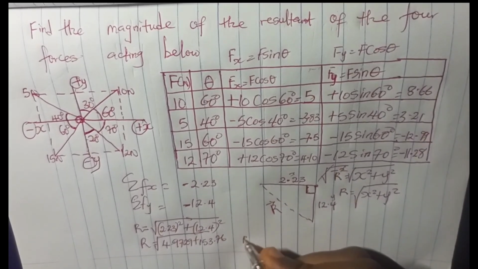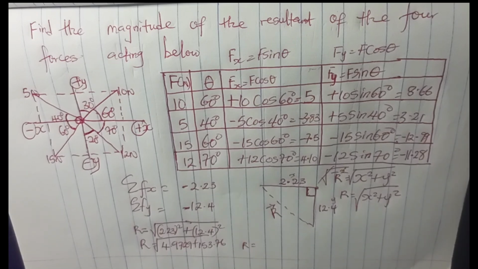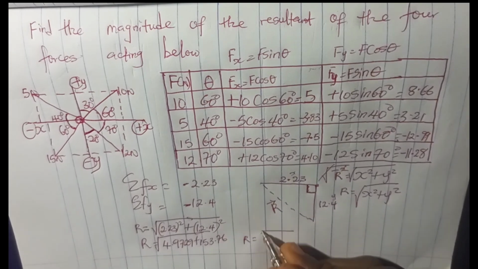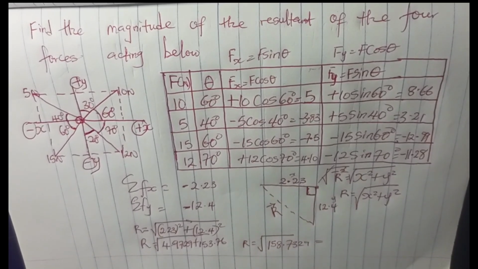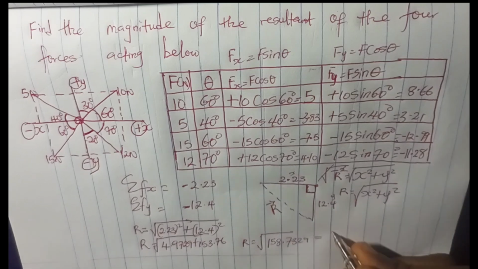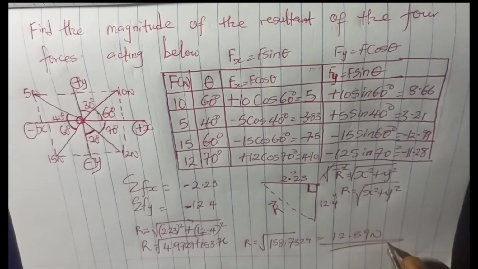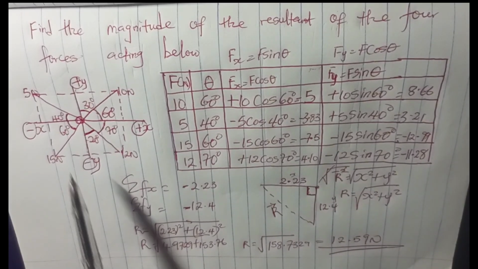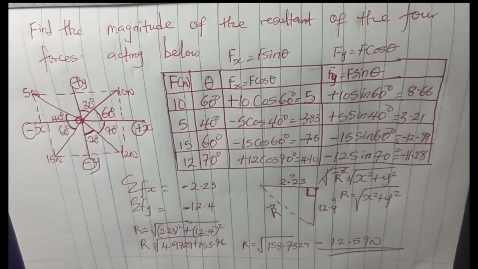So I have R is equal to, I have to add these two, 4.9729 plus 153.76, which is 158.7329. Square root of this answer is what? 12.59 Newton, and that's our answer. So the magnitude of the resultant vector affecting this force is actually 12.59 Newton, and it's our final answer.